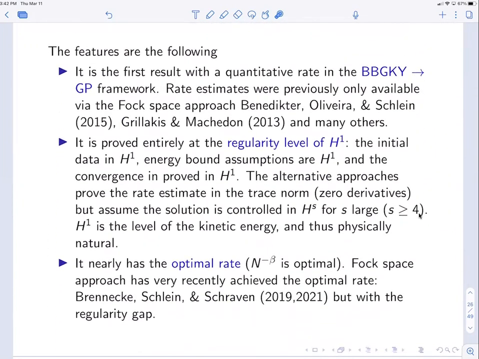So the features of our analysis are the following. It is the first result with a quantitative rate in the BBGKY to GP framework. So there are previous results in which the convergence is proved with this framework, but not with an explicit rate. All right, so on the other hand, rate estimates were previously available via another approach to the whole problem, which is through the Fock space. And these approaches were introduced by Grillakis and Machedon, and also Benedikter, Oliveira, and Schlein.